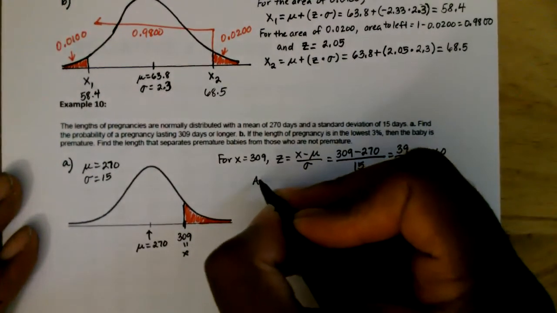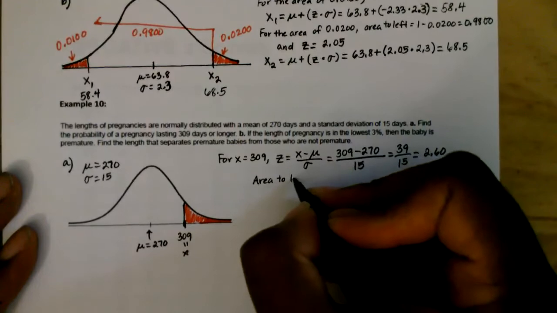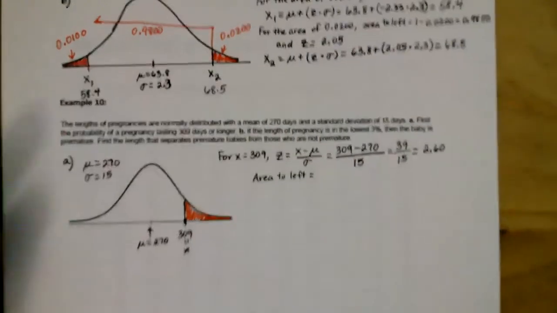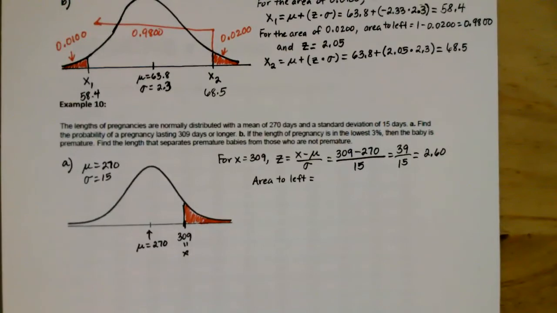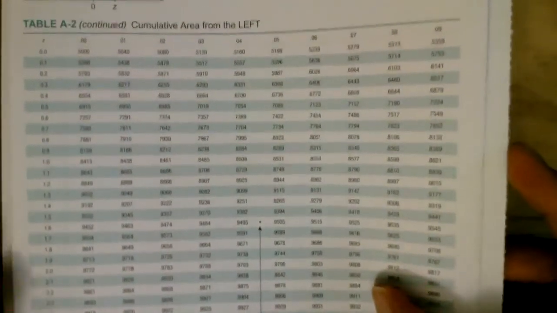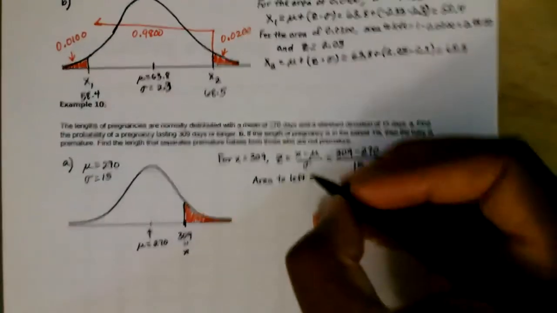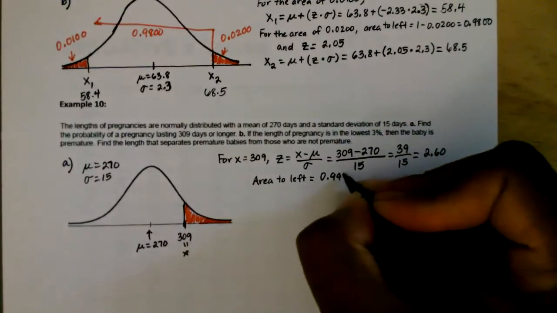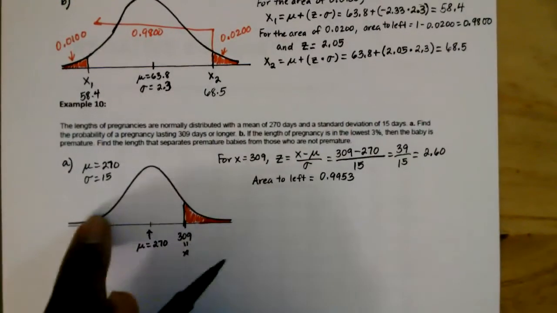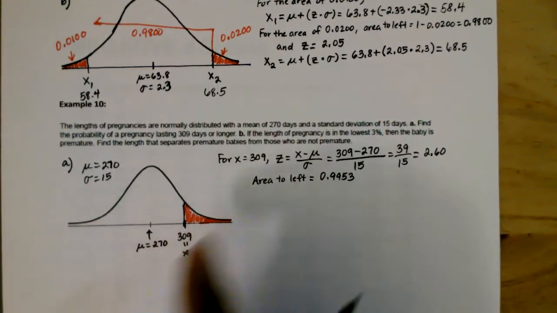Now we're going to use that to find the area to the left, because our table specifies the area to the left. 2.60 is positive, so let's use the positive Z page and find 2.6, which is over here, and 0.0 is that first column. So 2.6 across and down gives me 0.9953. But keep in mind that 0.9953 corresponds to the area to the left. I want this area to the right.